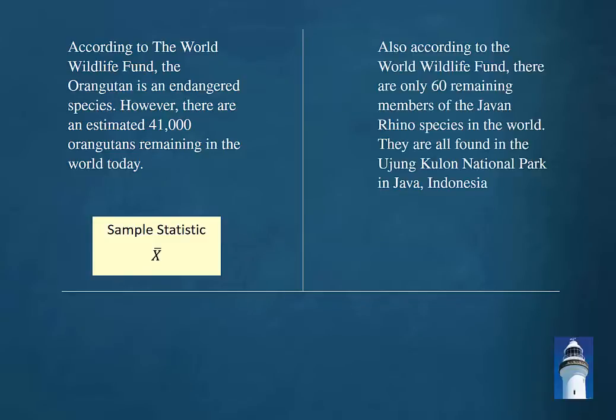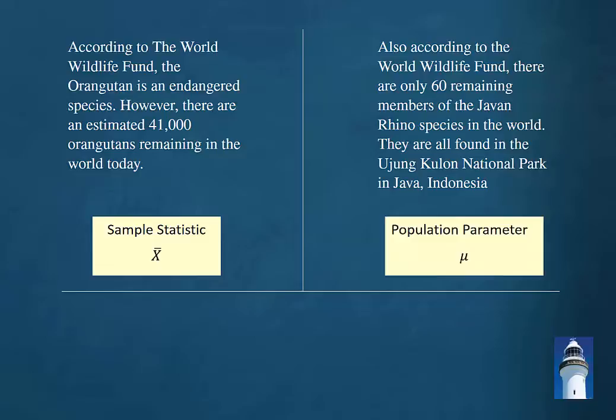Also, according to the World Wildlife Fund, there are only 60 remaining members of the Javan rhino species in the world. They are all found in the Ujung Kulon National Park in Java, Indonesia. So with adequate resources, it is conceivable that we would be able to observe all 60 members of this species. So if we calculated a mean for a variable associated with all 60 members of this species, we would be calculating a population mean. So we would then use the symbol mu to report this population mean.